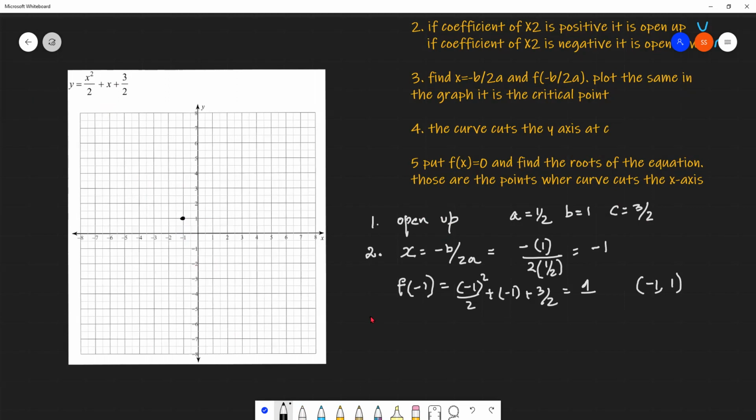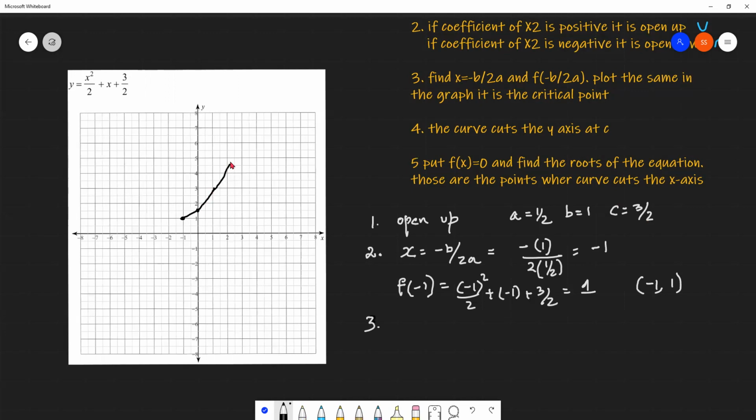Now, the third point you can find is C. It cuts the y-axis at 3 by 2. So 3 by 2 is 1.5. It lies somewhere here. I'll put it in black here. It looks like this. So the parabola should be in this shape.